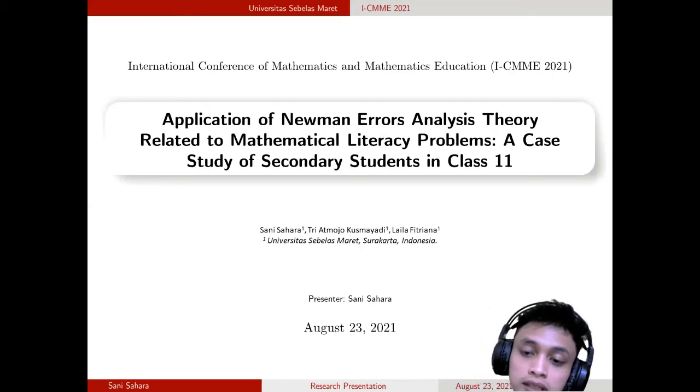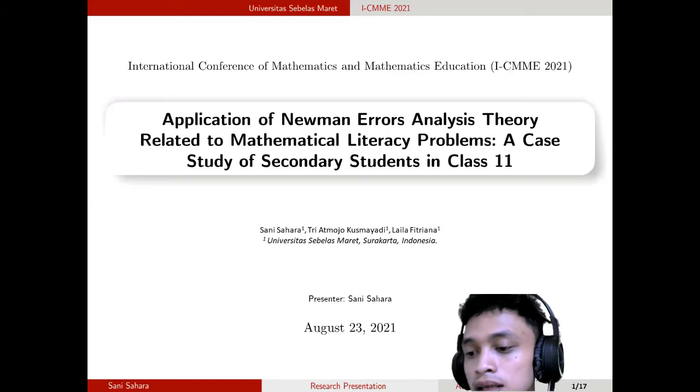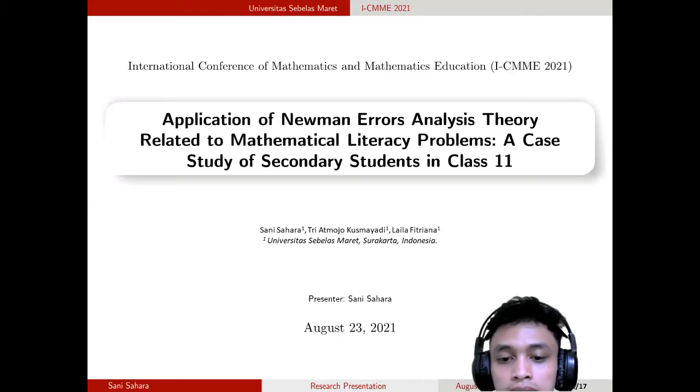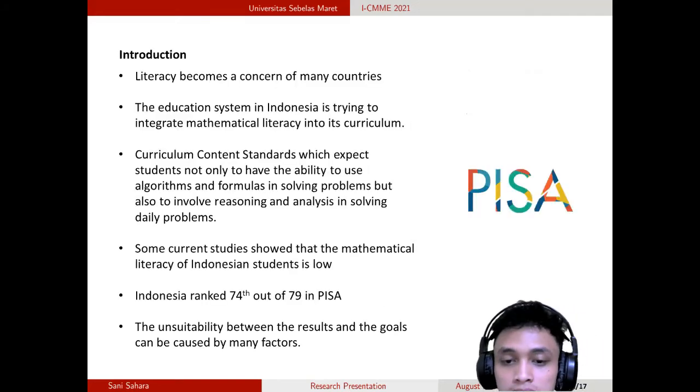I'm from Universitas Sebelas Maret, Indonesia, and I would like to present our research in the International Conference of Mathematics and Mathematics Education, I-CMME 2021. The title is Application of Newman Error Analysis Theory Related to Mathematical Literacy Problems, a case study of secondary students in class 11. So let me start from the introduction.